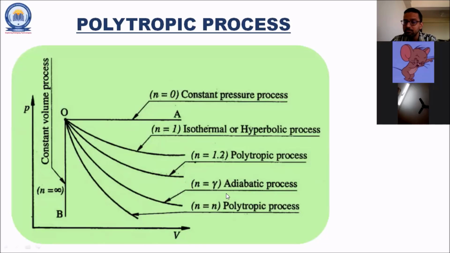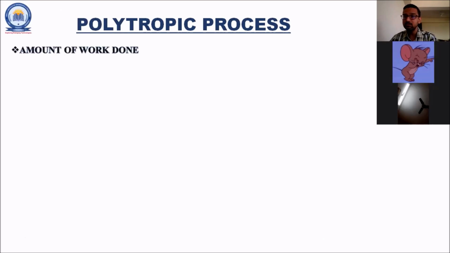And other values of n, that is n is equal to 1.2, that is again the polytropic process. So all the different non-flow processes can easily be derived from the polytropic process by just substituting the different values of the polytropic index. Proceeding further, the amount of the work done.